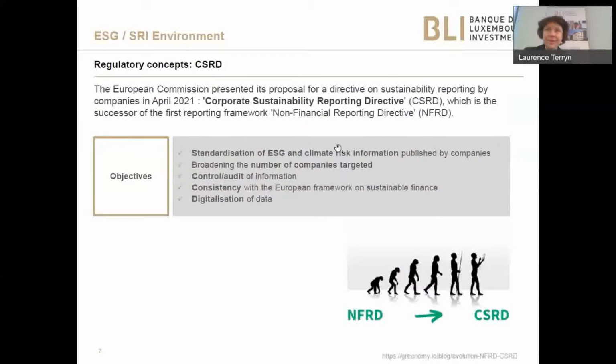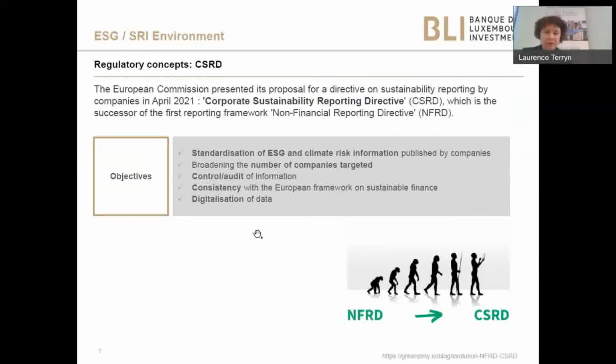The third key of this regulation context is the CSRD, Corporate Sustainability Reporting Directive, which is also something from the European Commission. It is the successor of the first reporting framework, non-financial reporting directive. Here it's again for the company outside the financial sector, and the idea is again to have a standardization of ESG and climate risk information. The universe of company target has been enlarged. It consists also of a part of control and audit of this information, and the purpose is to be consistent between this directive and the sustainable finance.